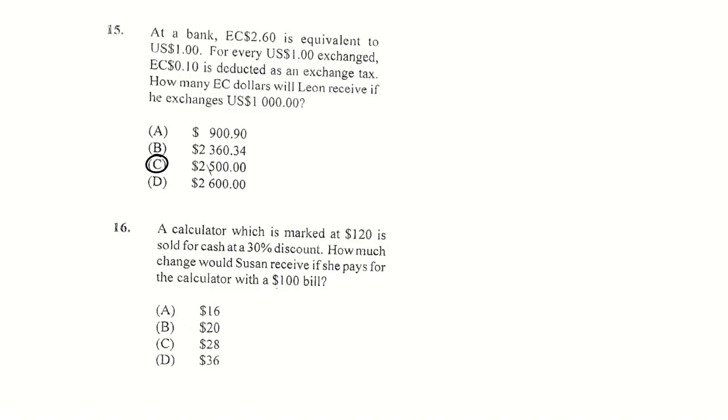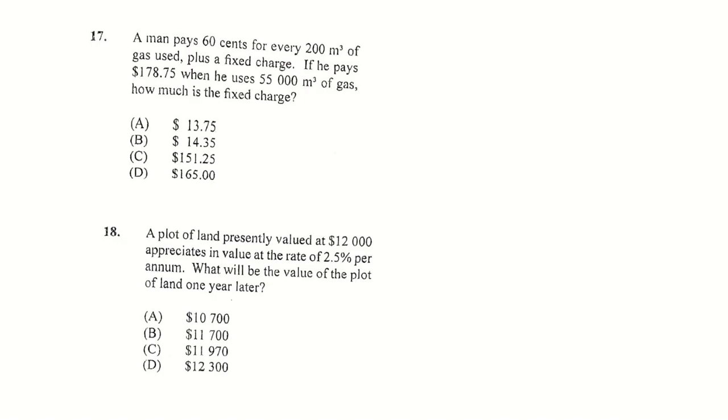A calculator marked at 120 is sold for cash at a 30% discount. We know that when we found the cash price of the calculator it was 84, and the change you get from a $100 bill if it is 84 is $16. So it's A. We did this question as well. They asked you for the fixed charge, so I won't be doing it over. The answer was 1375. If you guys recall, we found out the total price for 55,000 meters cubed was, I believe, 150.